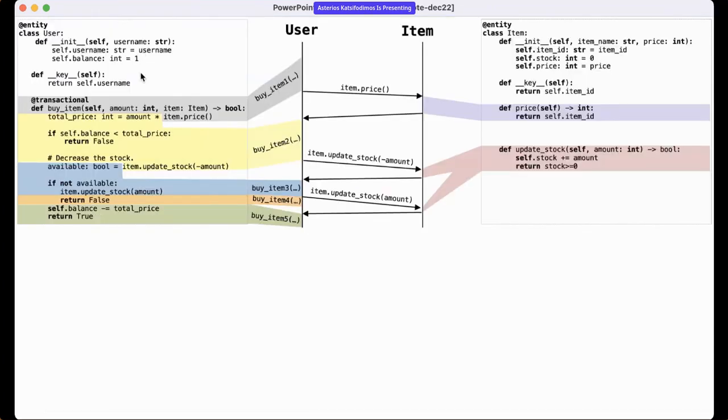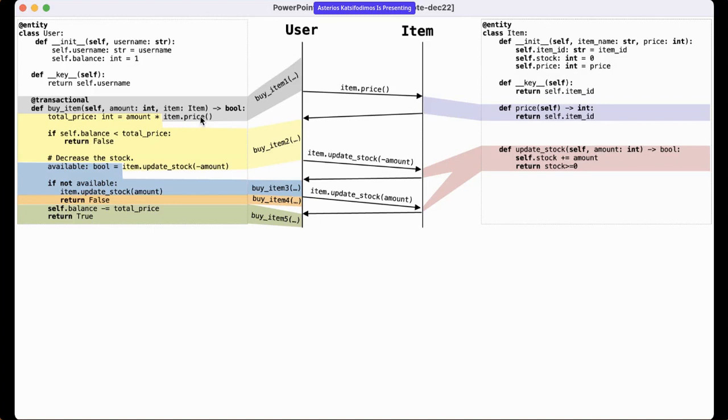The following thing will happen. You will have the user here and the item here. Again, it's the same code, I just replotted it in a very different way. So what happens here is that the first part of the program is going to do the following. You will execute the buy item function. And when the time comes that you need to access somebody else's function, you will have to stop your execution right here, just before the yellow part starts. You will have to stop your execution here, and go execute this remote call.